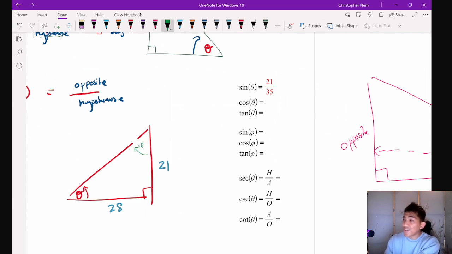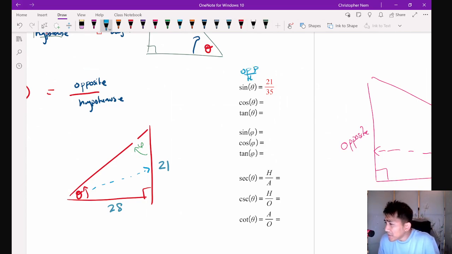Then how do I actually calculate sine of theta? Well, it's opposite over hypotenuse. I'm going to look at theta because that's the angle I care about for this question. The question says sine theta, not sine of phi. So I'm going to look at this angle, and look directly across it. That side is 21. That's my opposite. So opposite is 21. Remember, sine is opposite over hypotenuse. And then the hypotenuse is 35.